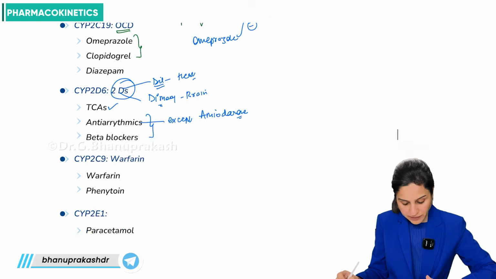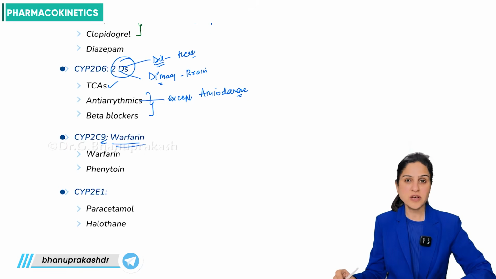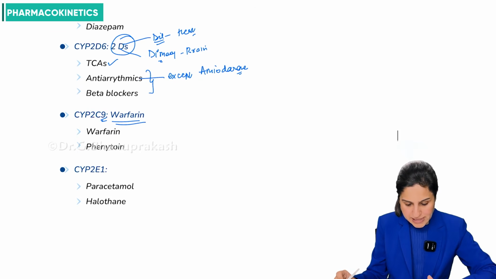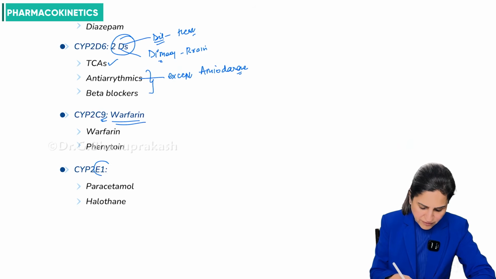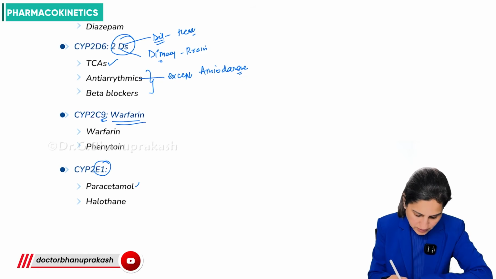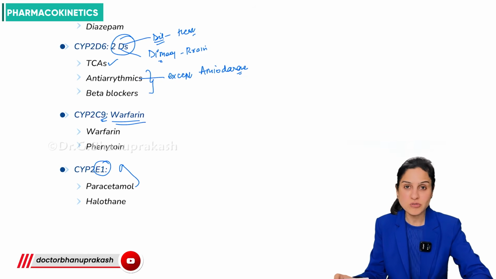Okay. Then we have CYP2C9. So "war at 9", remember warfarin. Remember warfarin, a very important example. Then CYP2E1. E1 means everyone. Everyone uses paracetamol. So paracetamol is a very important substrate for CYP2E1 that you have to know.